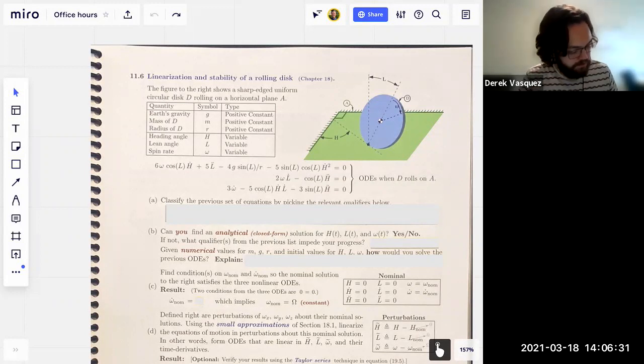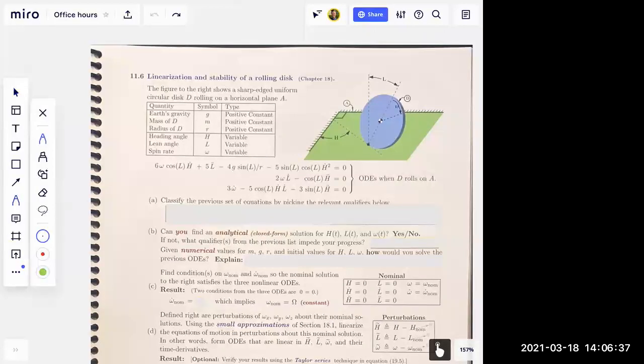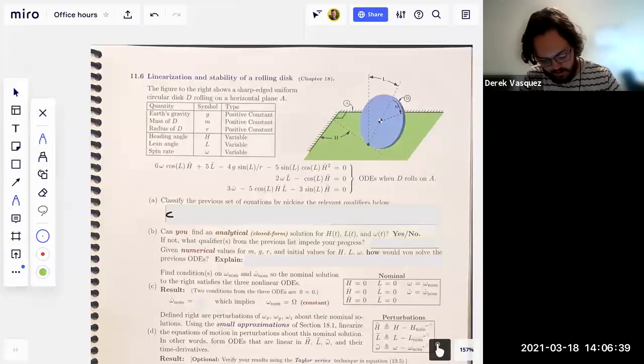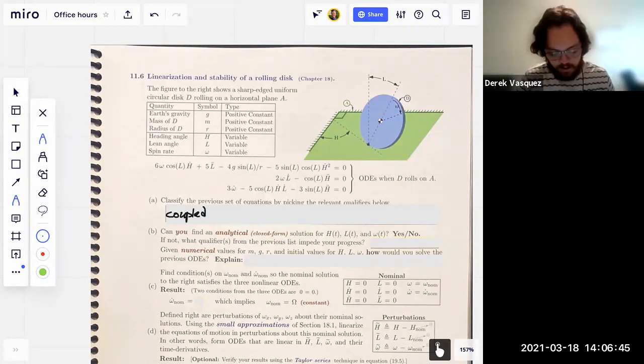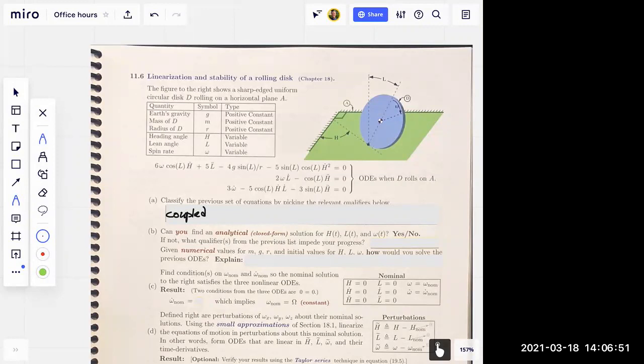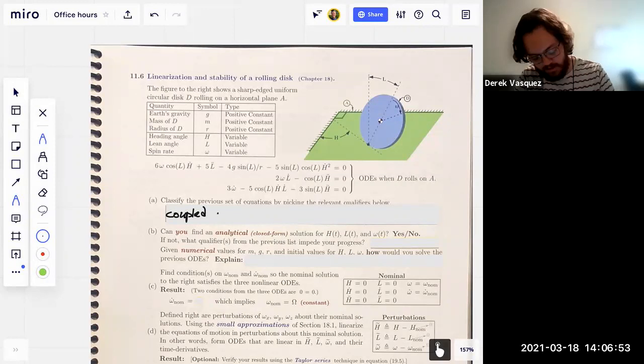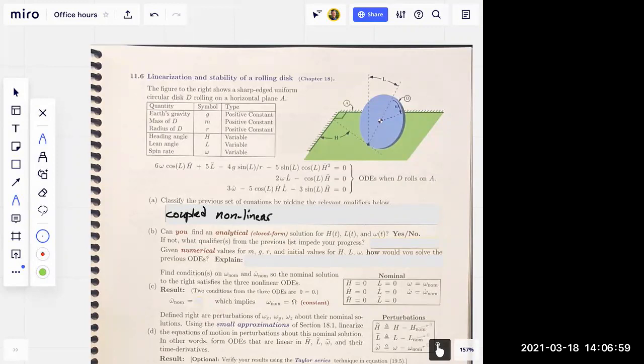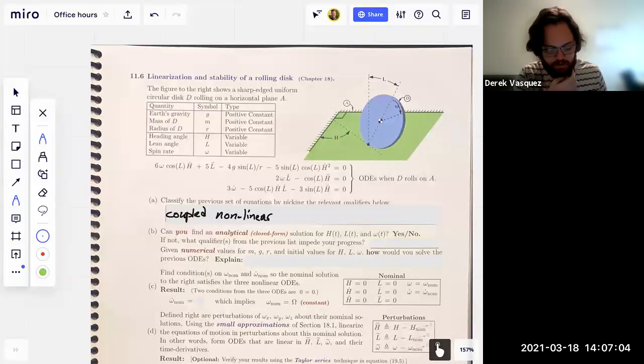So first, is this system coupled or uncoupled? Coupled. It is coupled. That's correct. Is it linear or nonlinear? Nonlinear. That is correct. It is nonlinear. Do you know why? The sine L and cosine L. Yep, that's exactly right. We got some cosine L, sine L. We've got some h squareds floating around in there. So those are all nonlinear terms.